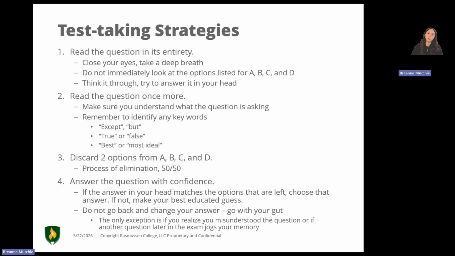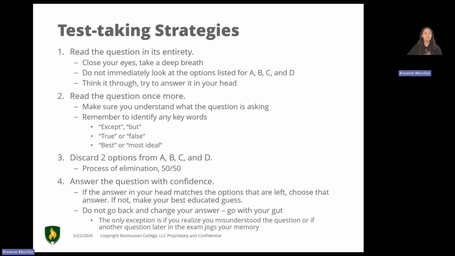As always, we're going to be utilizing our test taking strategies, making sure that we are fully prepared to take a multiple choice exam by the end of Practicum 2. So just a recap, you're going to read the question in its entirety, take a chance to slow down, really think it through before you start looking at all of the answers, try to digest the question, pick apart what it's asking you, and try to answer it in your head if you can.